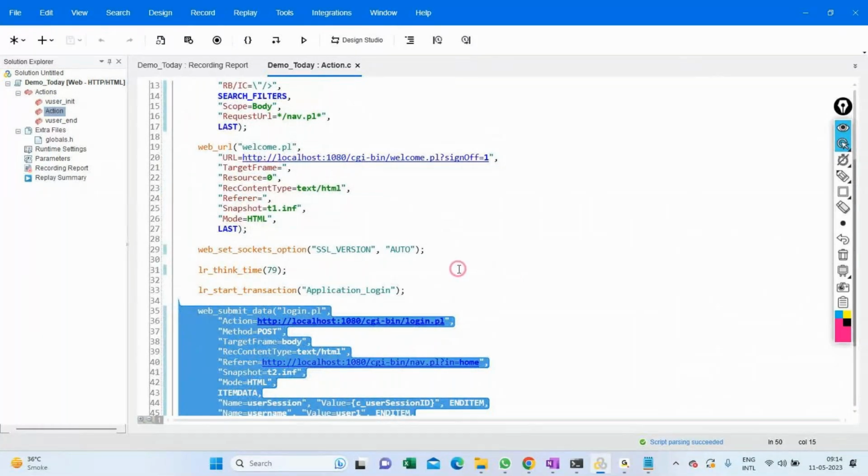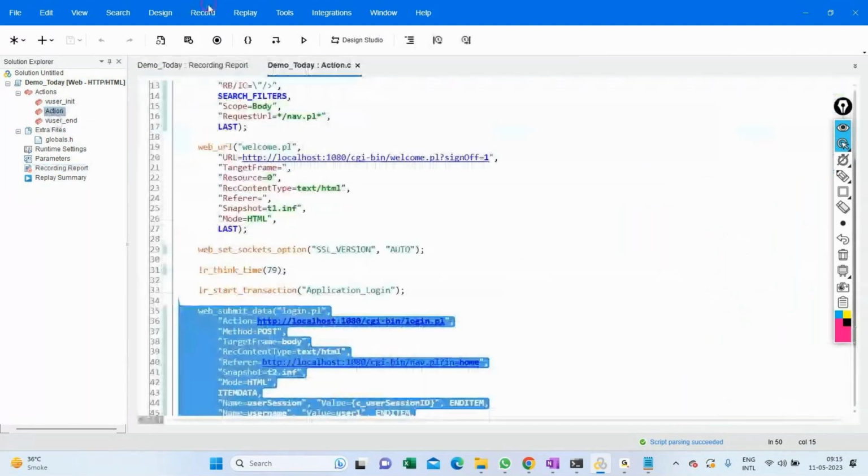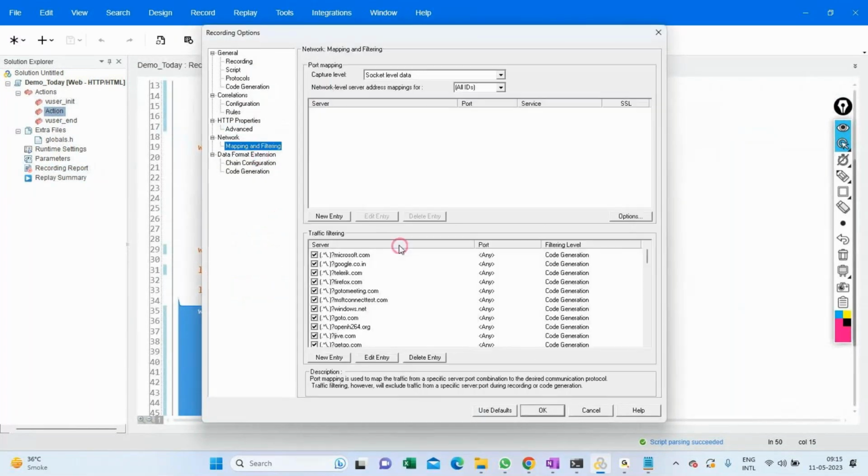So when you have disabled that option and clicked on the regenerate button, Microsoft.com will directly go to recording options, to mapping and filtering, and it will save here. It will get updated here automatically. That means in all your future recordings, Microsoft.com will be excluded. That means it is applied to the filters list. Now in future, whenever you record, Microsoft.com will never get recorded for you.